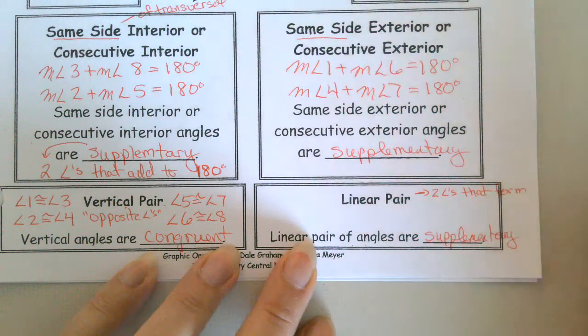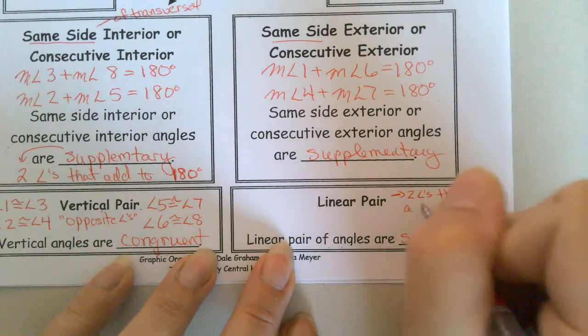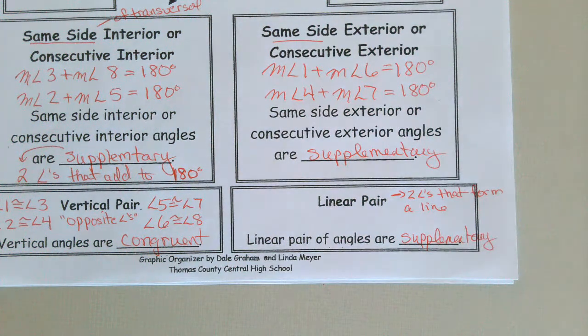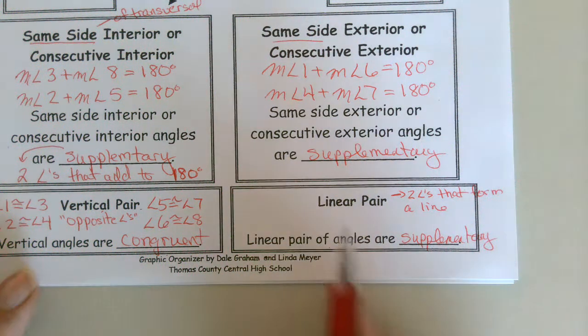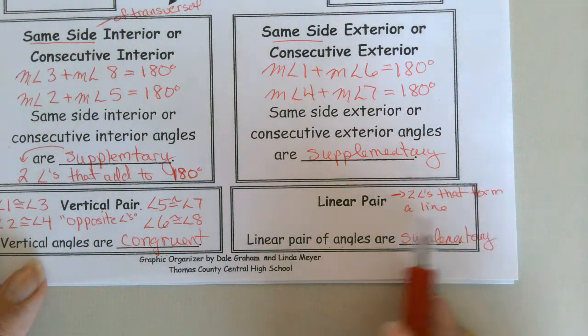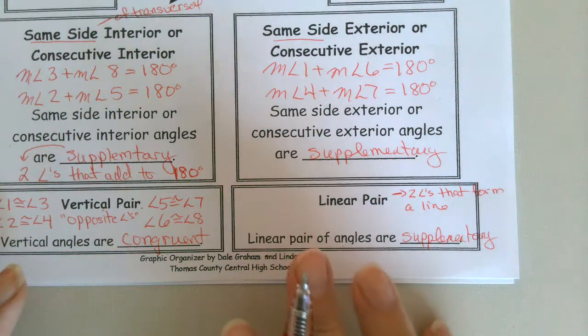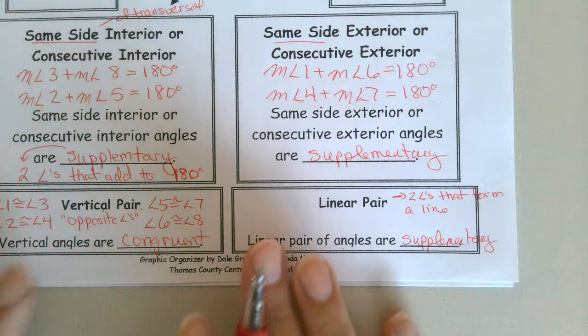Two angles that form a line. Now, that's a big difference. Supplementary are any two angles that add up to 180 degrees. They don't have to buddy up. So, linear pair, two angles that form a line. A linear pair is always supplementary. So what's different about a linear pair and supplementary?